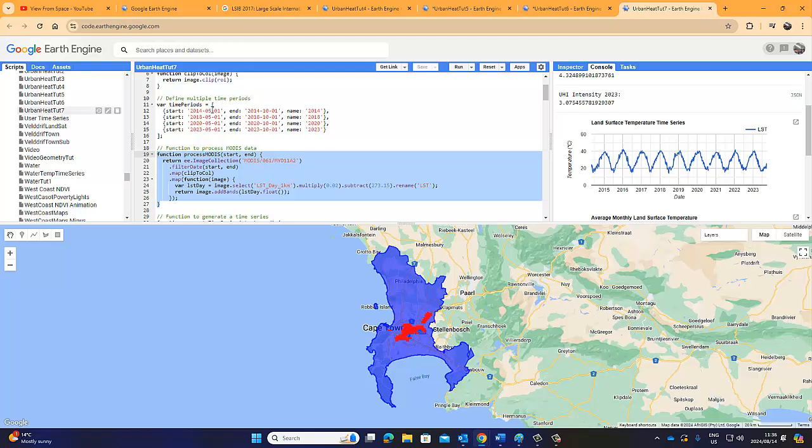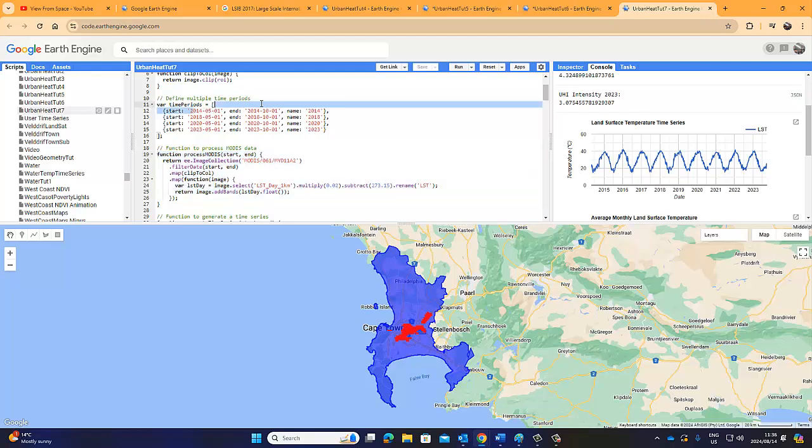If I'm correct, it's 25 images. So for each of these time periods, there's roughly 25 images. I'm guessing now. You can fact check me, but it's not going to be that different. So there's plus minus 25 images.